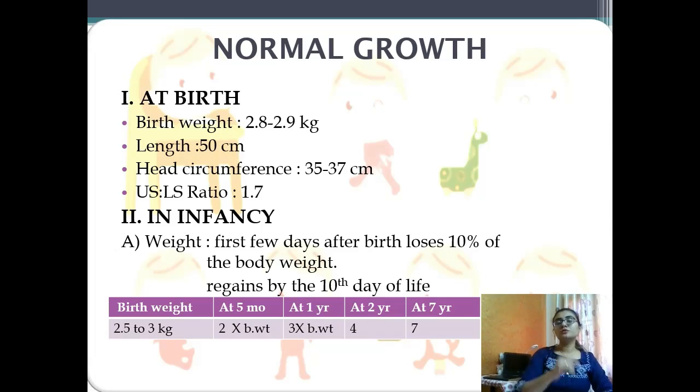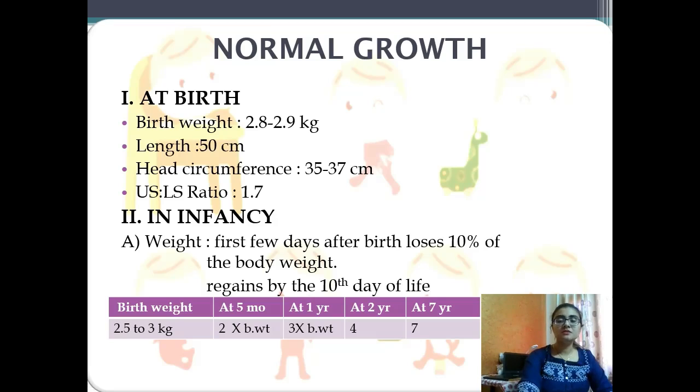Moving on now to the growth pattern, normal growth at birth. What are the normal milestones which should be present in a newborn? At birth, weight should be 2.8 to 2.9 kg, length should be 50 centimeters, head circumference should be 37 centimeters, and the upper segment to lower segment ratio should be around 1.7. These are some parameters used to assess whether growth is less or more. So this is the range given.